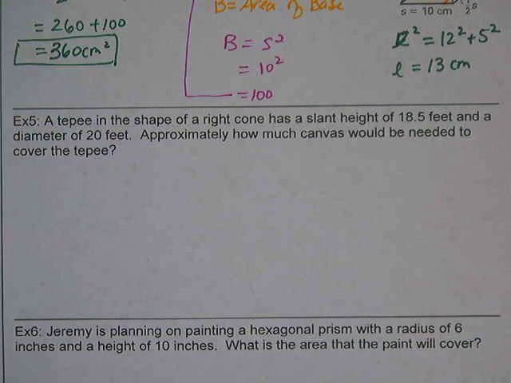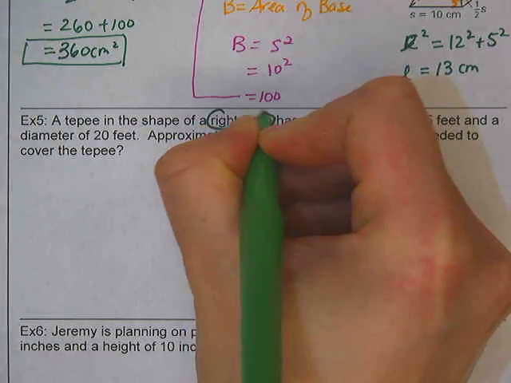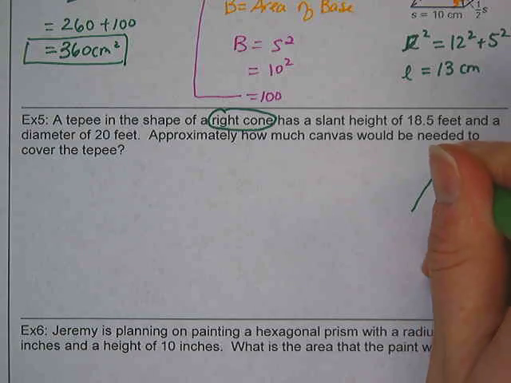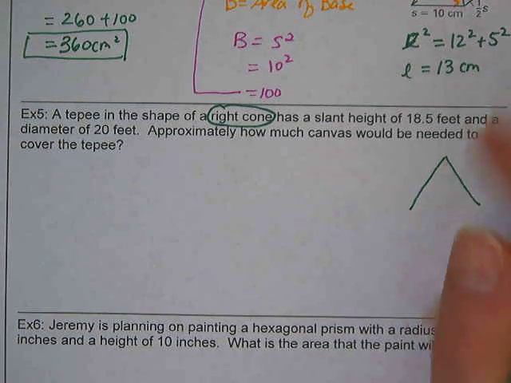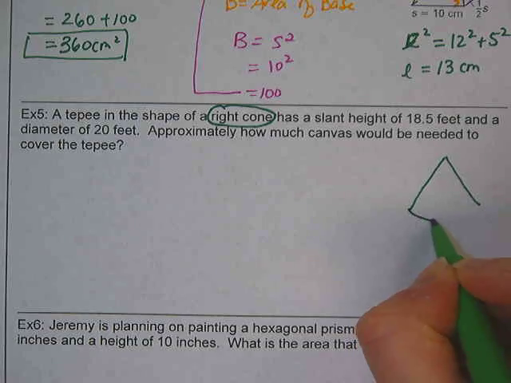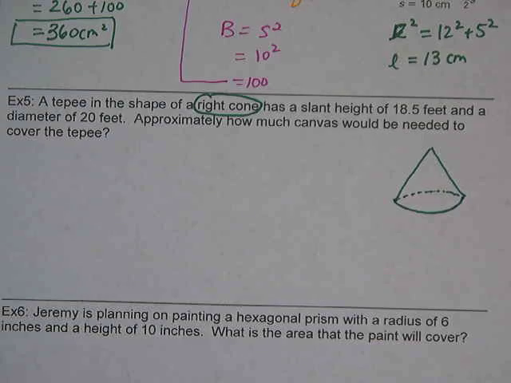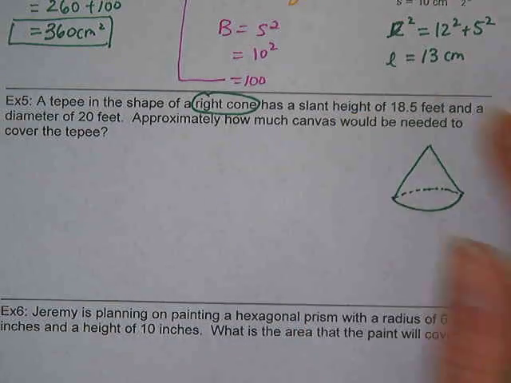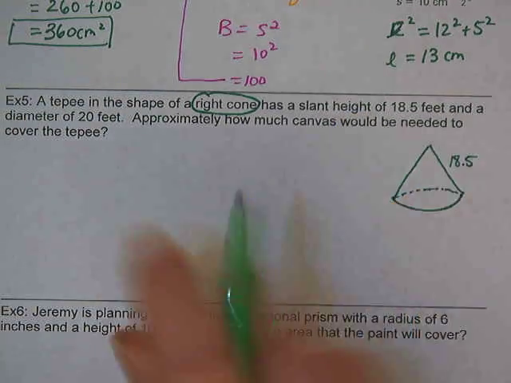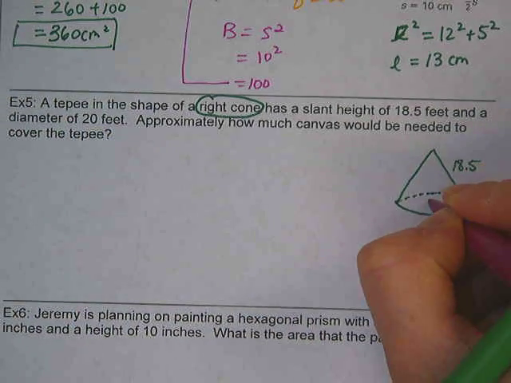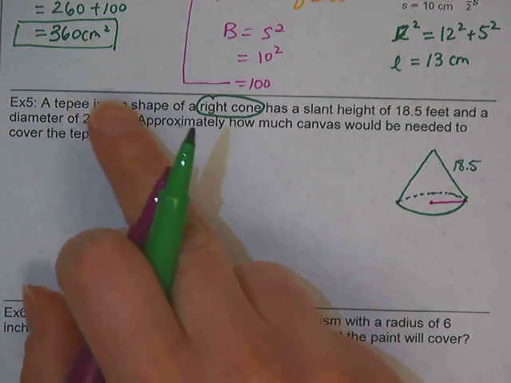A TP in the shape of a right cone has a slant height of 18.5 feet and a diameter of 20 feet. Approximately how much canvas would be needed to cover the TP? It tells you what the shape is. If you've never seen a TP before, it looks like a right cone. I'm going to make the start of a triangle, but instead of a straight edge here, I'm going to make it curved, and do a dotted line around to make it look like a circle there.